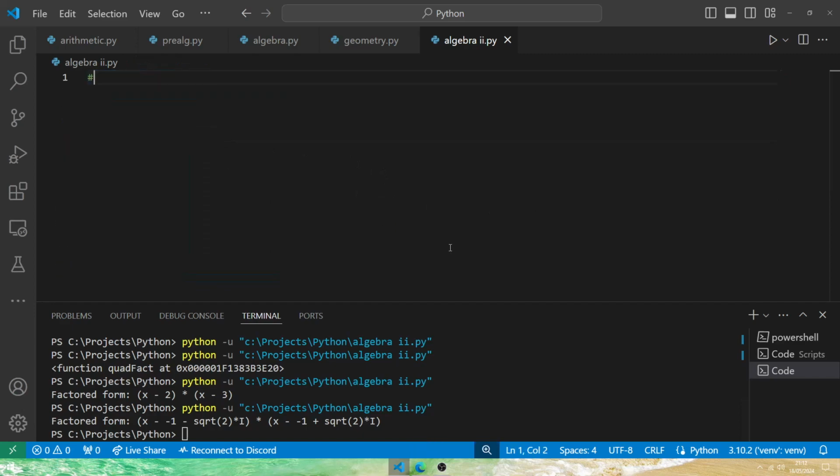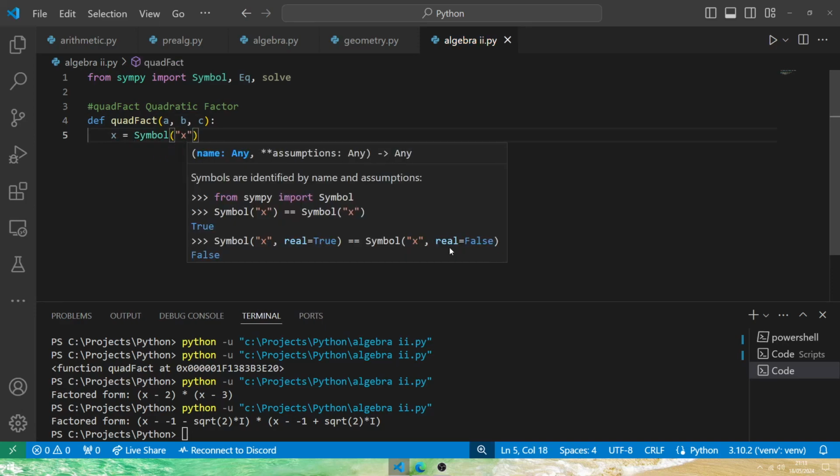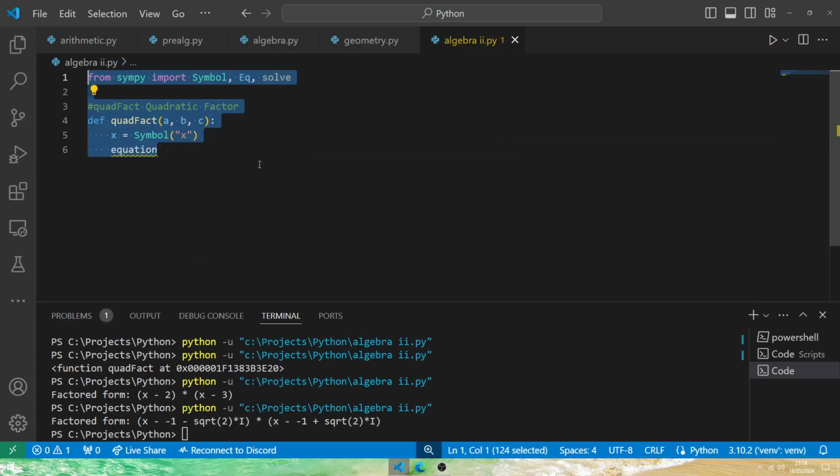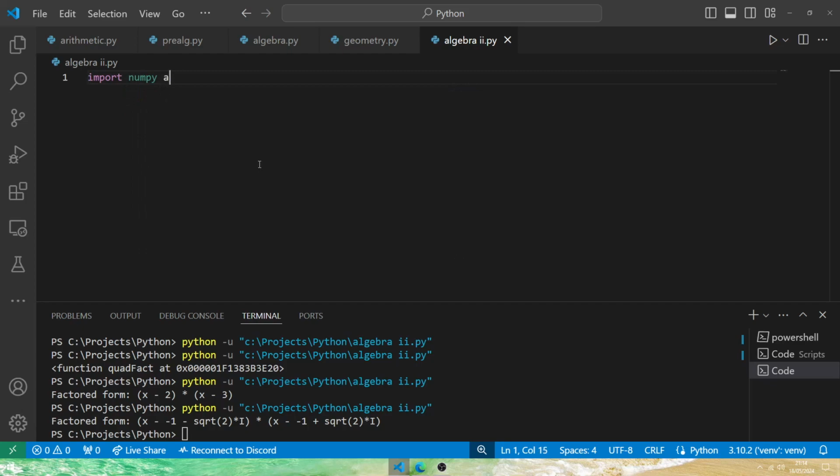Now let's move on to polynomial division. So we'll use the same module again from SymPy. Define our quadratic factor function. And we'll start it off the same kind of way. Put in 3 placeholder numbers. And pass in that symbol again for the x. So with polynomial division, we can just use numpy's module.